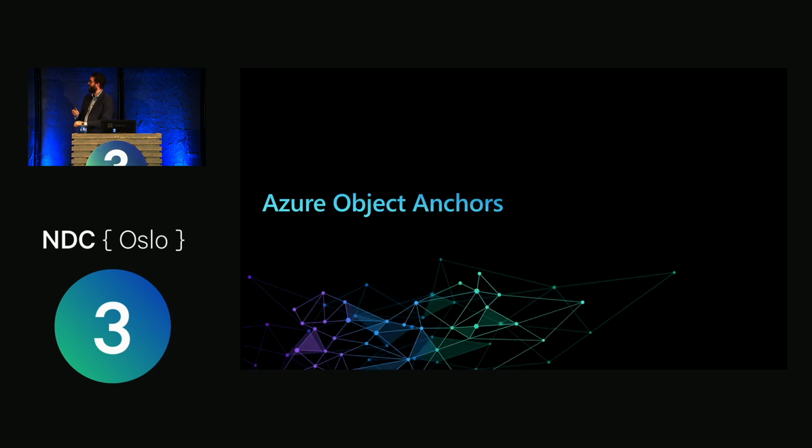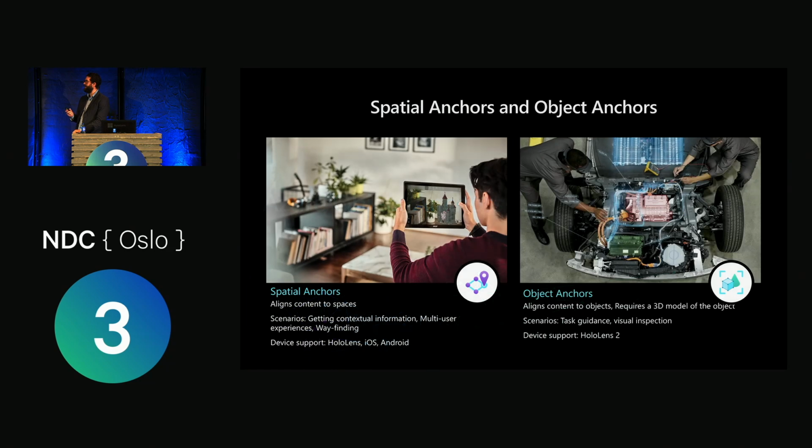And then another service for anchoring the world is Azure Object Anchors. While Spatial Anchors is about anchoring in a particular place, Object Anchors is about anchoring to a particular object. And it's only supported on the HoloLens 2. How this works is that you have a 3D model of an object, say a car or a large boiler, and you upload that 3D model into the cloud, it does some processing and generates an object model that you download to your device, and then you can match against that object in high precision on the HoloLens 2.